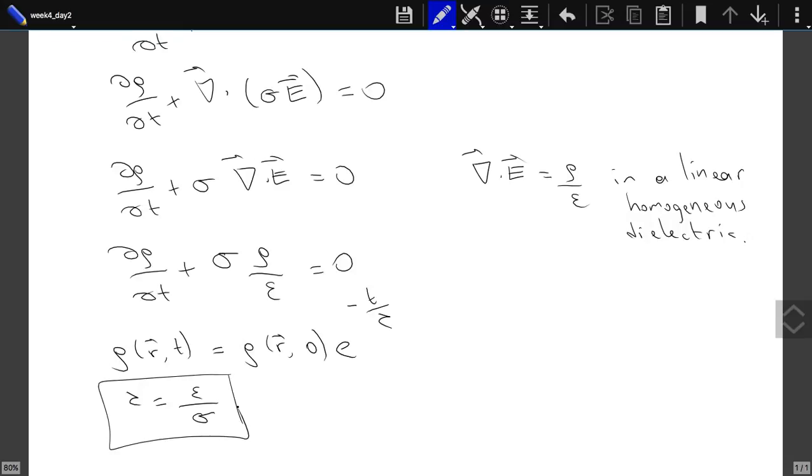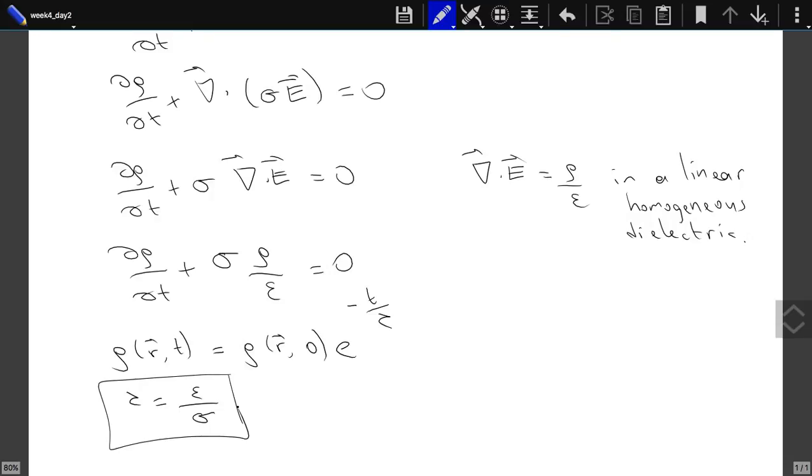So, for example, we can look at certain cases. It can be that we are looking at a dielectric, not a conductor. That means sigma is equal to zero, tau is infinite. Tau is infinite, so whatever charge you put at the point r, it stays there at all times. This is just one.